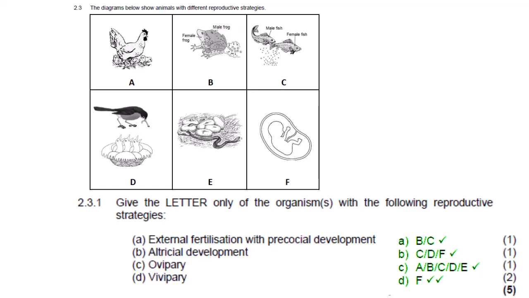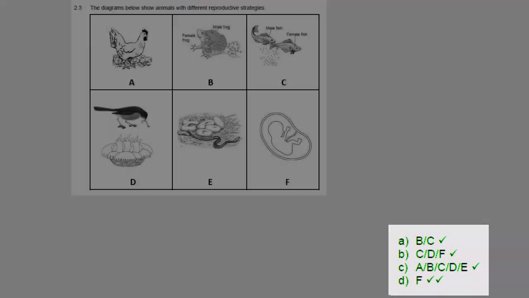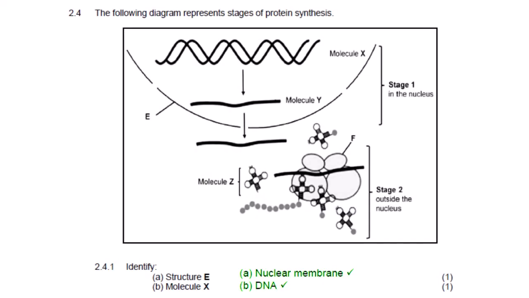I see. Let's switch gears to the molecular level. Question 2.4 is all about protein synthesis. 2.4.1 asks us to identify structure E and molecule X. Structure E is the nuclear membrane, which acts as the gatekeeper for the nucleus. Molecule X is the double-stranded DNA itself.